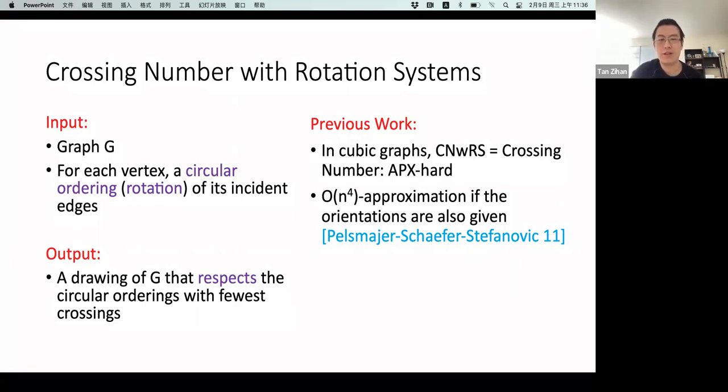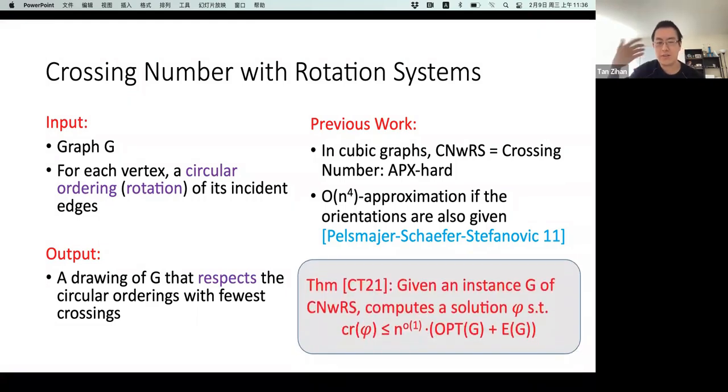What we proved in this work is that given an instance, we can compute a drawing with n^{o(1)} times OPT plus |E''| crossings. Here |E''| is the number of edges. So we allow ourselves to compare with the number of edges. Recall, it is the E double prime edges, the blue edges, the intercluster edges. Its size is approximately CR(G), so it's okay that we compare ourselves to that number.